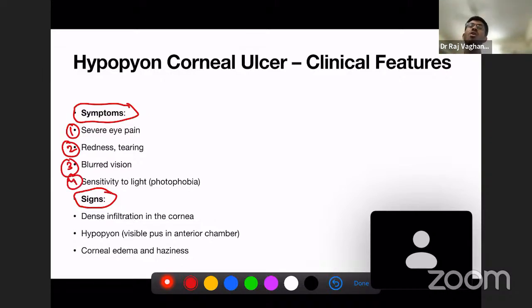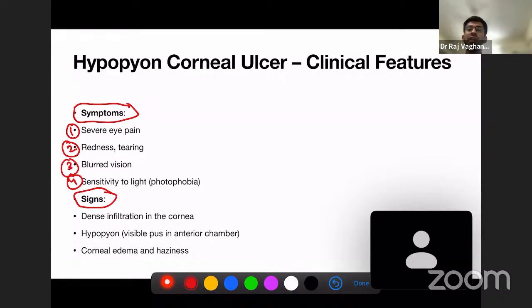This is photophobia. Okay, you become increasingly sensitive to the light, and you do not want to go outside and see the bright light. Okay, so there can be severe eye pain, there can be redness or tearing, there can be blurred vision, and there can be sensitivity to the light. Okay, so these are the 4 symptoms that you can experience in hypopyon corneal ulcer, right?